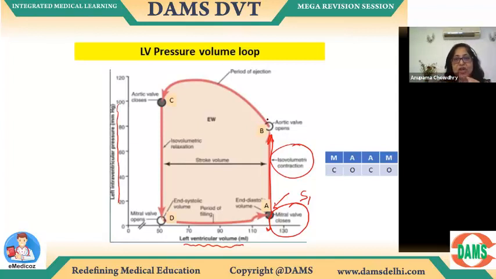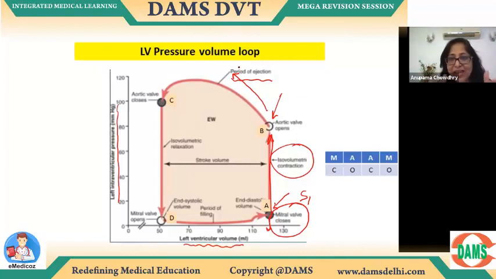So as soon as the LV pressure exceeds the diastolic pressure in the aorta, it literally pushes the aortic valve open. So this is the point where the aortic valve opens, at point B. Opening will not produce a sound, so you do not hear any sound here. Now, the moment the aortic valve opens, the period of ejection starts. Blood will move from the left ventricle into the aorta, and there are two phases of ejection: a rapid ejection phase and a slow ejection phase. In the rapid ejection phase, there is a rapid rise in pressure in the left ventricle and also a rapid decrease in volume of the left ventricle.